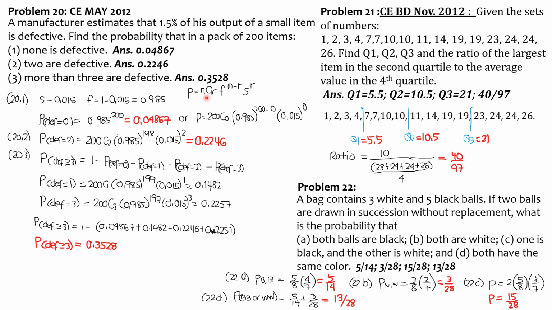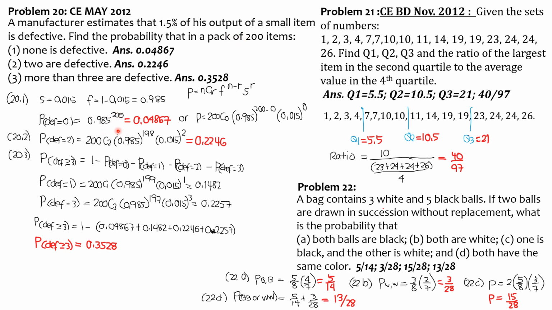binomial probability. So the probability is given by nCr, probability of failure raised to n minus r, probability of success raised to r. The probability of success, the success experiment, is 0.015, that it is defective. If it is not defective, it is a failure by this problem here: 1 minus 0.015, 0.985. So if none is defective, defective is 0, so it is non-defective, so 0.985. And since there are 200 items, you must raise that to 200.